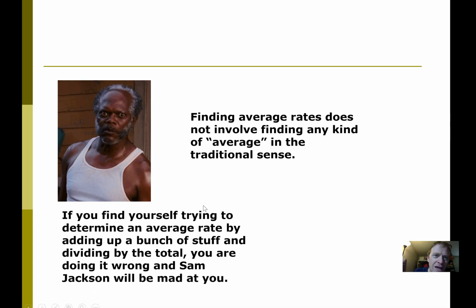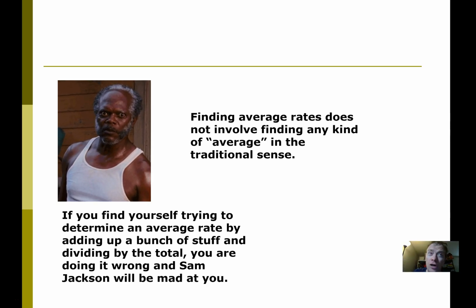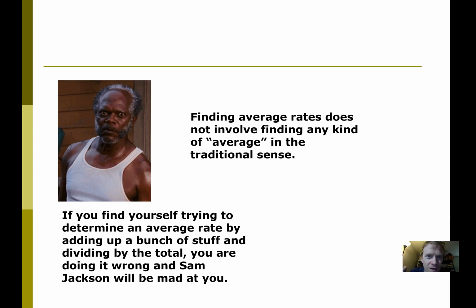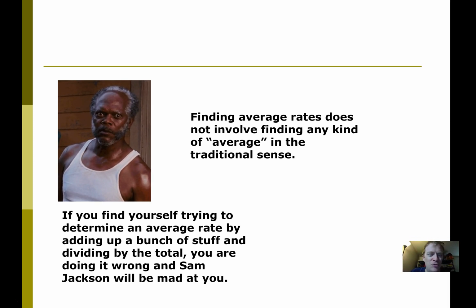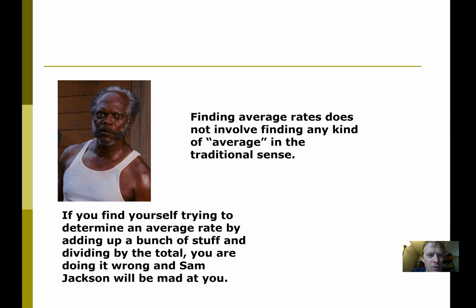The reason you say average rate is because the rate's not constant. So if you're looking at the rate over 10 seconds, you can't say this is the rate over 10 seconds because the rate's not constant over those 10 seconds. It's changing. So if at some point in this class you're asked to find the average rate and you find yourself adding up a bunch of numbers and dividing, you are definitely doing it wrong. And I want you to think of Sam Jackson's scary face here to hopefully remind you that average rate just means the fact that the rate is not constant.